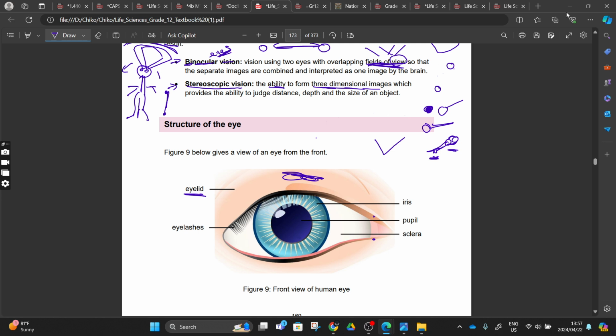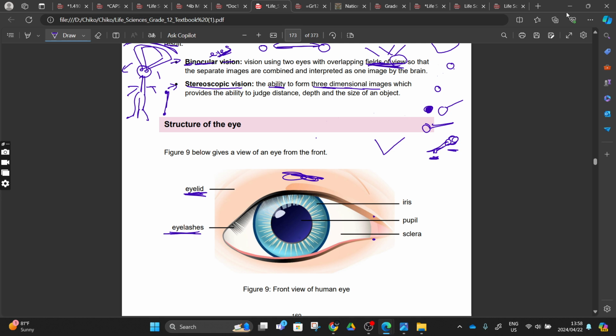So we are not going to talk about this, right? But they are there. Those who are going to learn further about the human eye will learn those structures. From there, we have our eyelid. This eyelid protects the eye. What are you using it for? You are using it to wipe your human eye. That is its function, right?